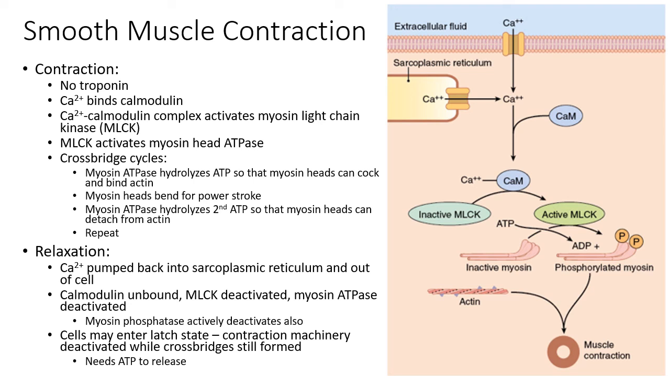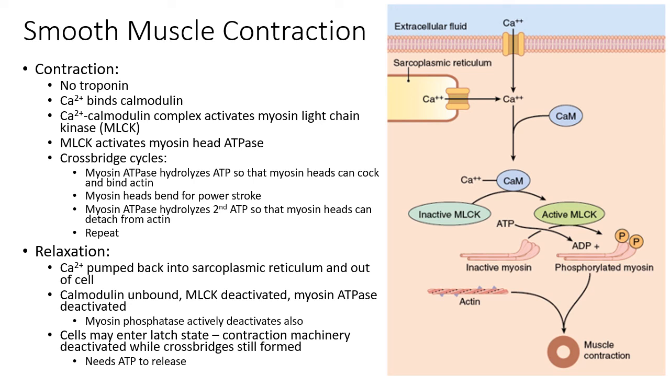Some smooth muscle cells, specifically the ones that form sphincters, have a special state they can enter called the latch state. In the latch state, basically everything gets turned off while the cross bridges are still formed. So normally you would have myosin use ATP to detach from actin, and then you would deactivate the myosin head ATPase to relax the smooth muscle.